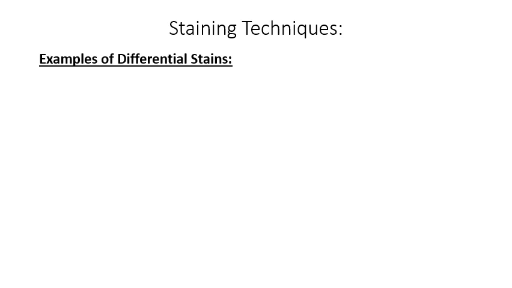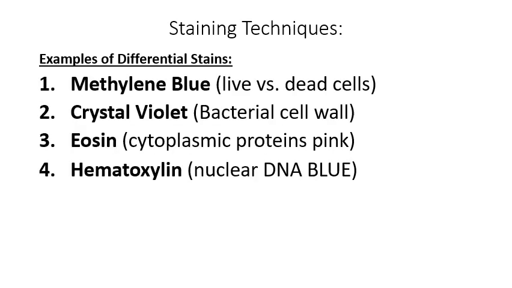Okay, examples of differential staining. They mix hematoxylin and eosin together into a compound dye called H&E stain. And H&E stain is used to stain tissues so that you can see the nuclei. The nuclei are a blue or purplish color, and then the cytoplasms are pink. So H&E stain stands for hematoxylin and eosin, which is a common histology stain.